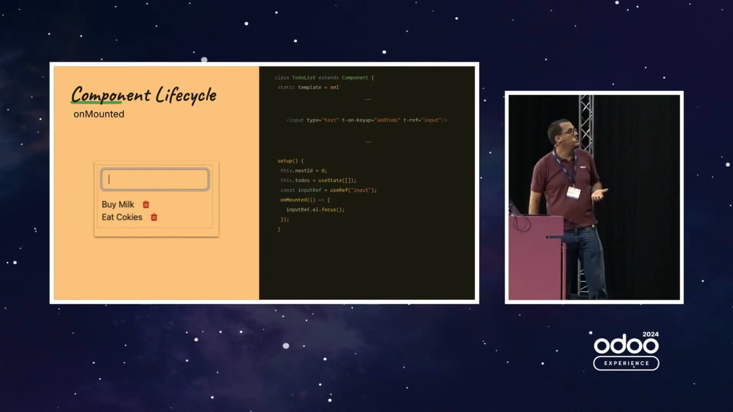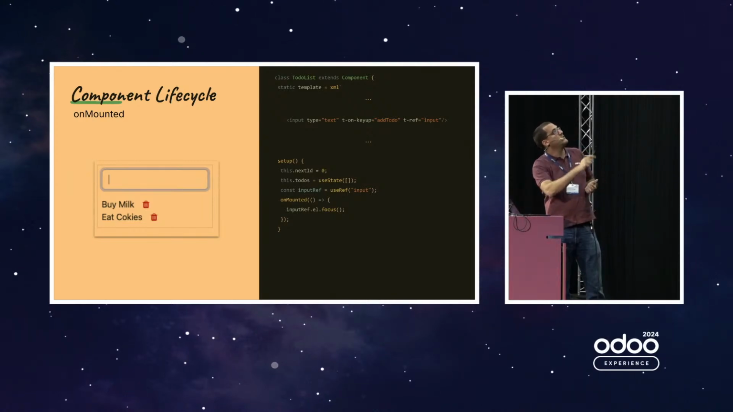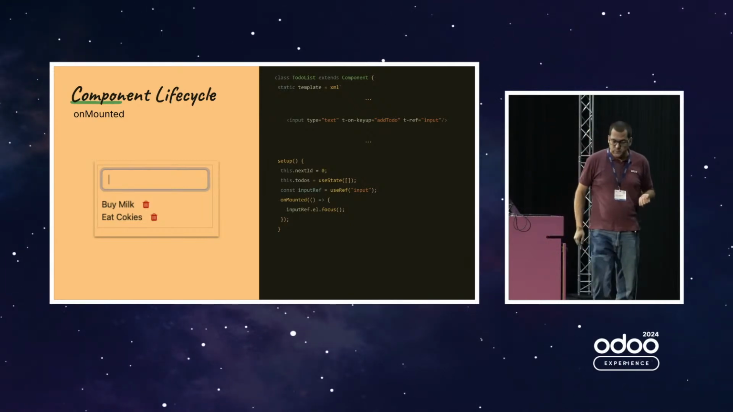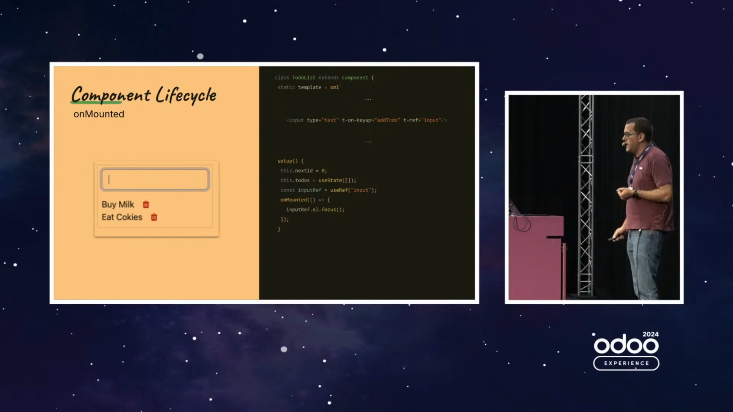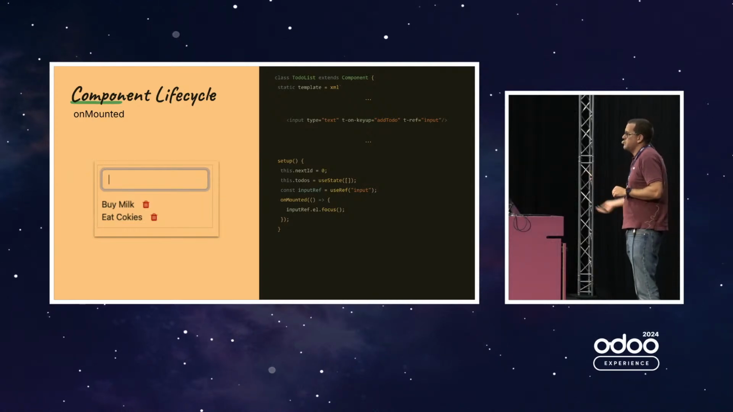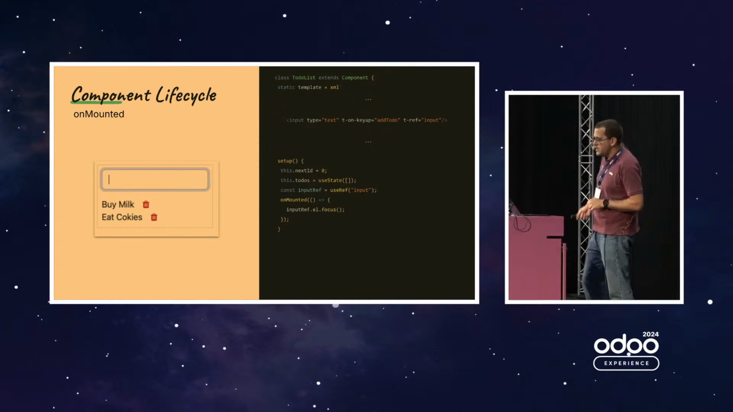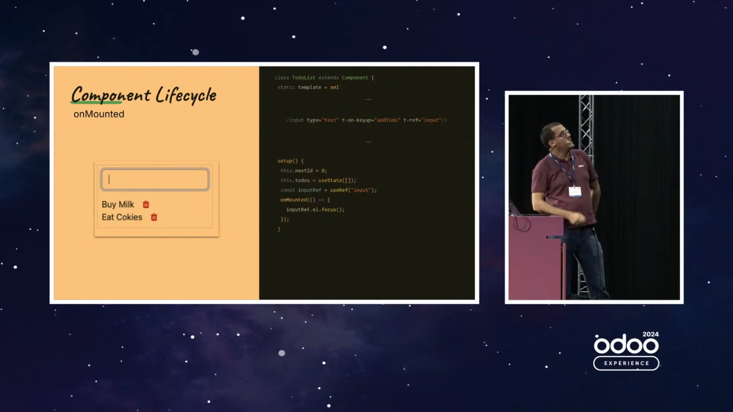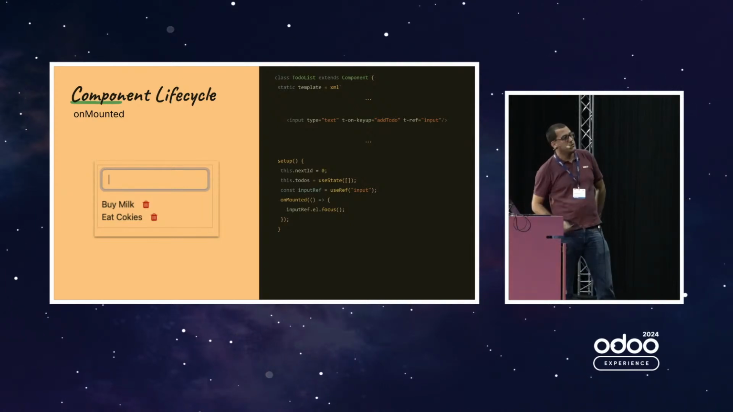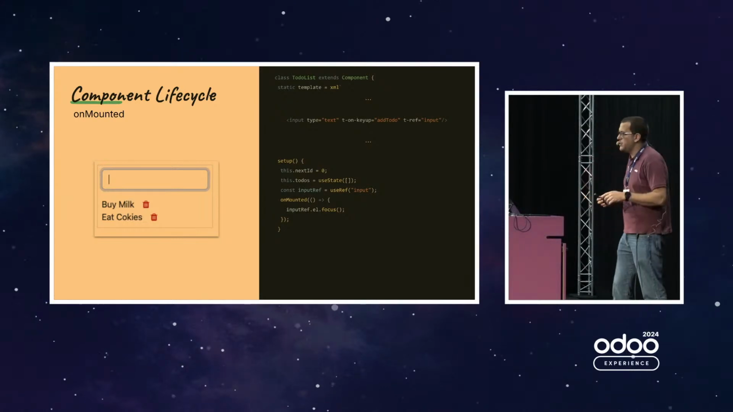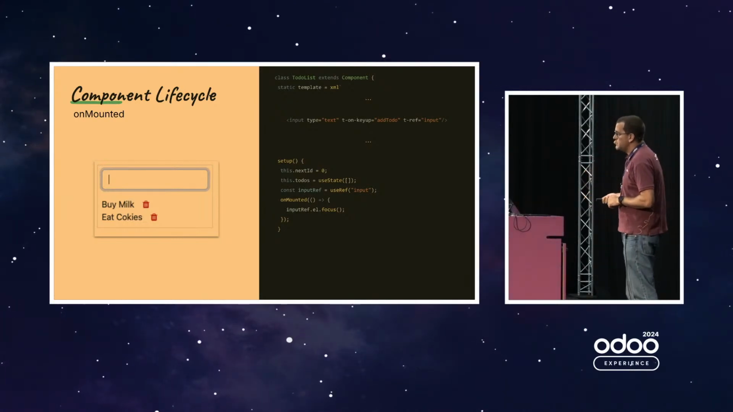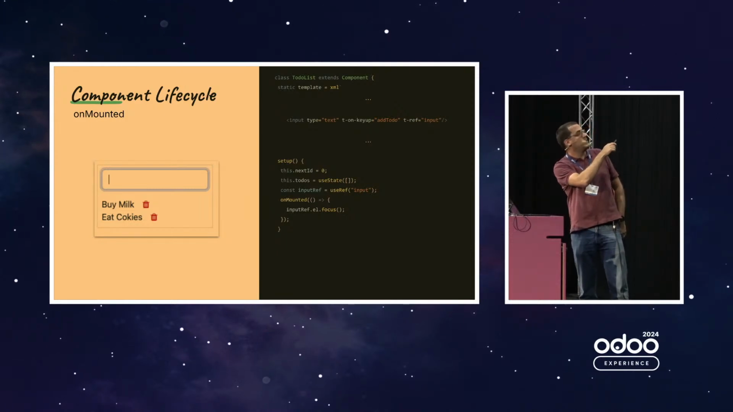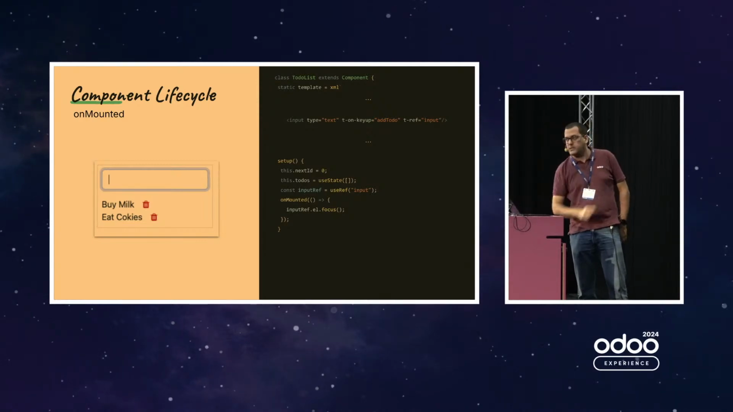So we add a reference to the input. We call the onMounted function given by Owl, and you can just do a .focus, and it's going to focus that item. You can check that. Something that is also given by Owl is the useRef function. This function is used to be able to check the element that is created in the DOM. So in this case, we have the reference, really the element of the DOM in the reference, and we can focus that element.